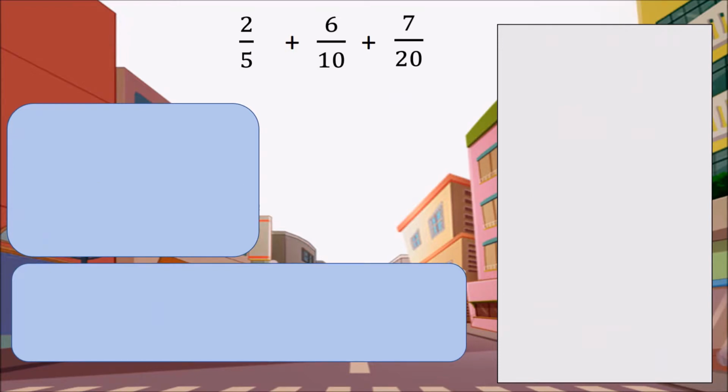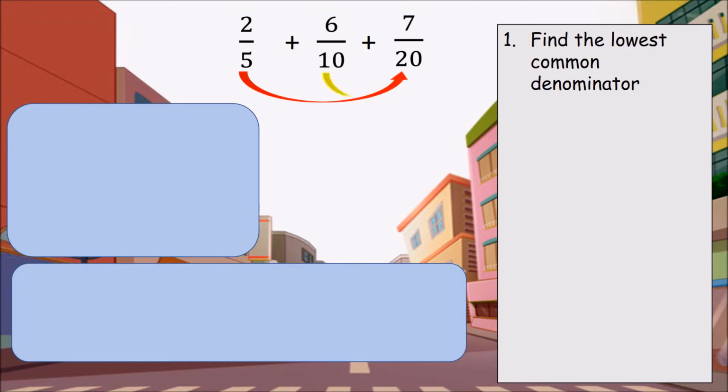Now, as we know how to do it now, we can have a look at another one. We have 2/5 plus 6/10 plus 7/20. And the first thing we have to do is find the lowest common denominator. Now we could list all of the 5 times table, the 10 times table and the 20 times table out. But in this case, 5 and 10 are both factors of 20. So our lowest common denominator in this case is 20.